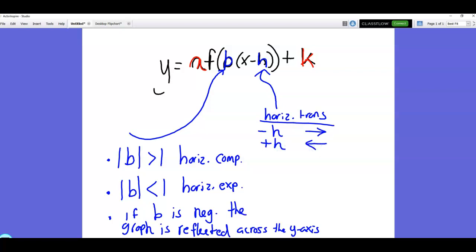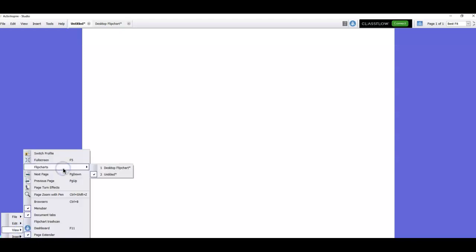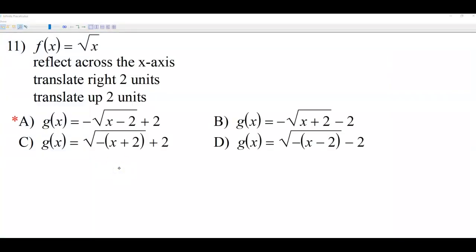All right, so there's all of our transformations that we've talked about. And that's what we'll be getting into here with these last few questions. You already had that information recorded from earlier this year, but if you wanted to rewrite it here, you could. But let's go ahead and begin. So our starting function is this square root function.